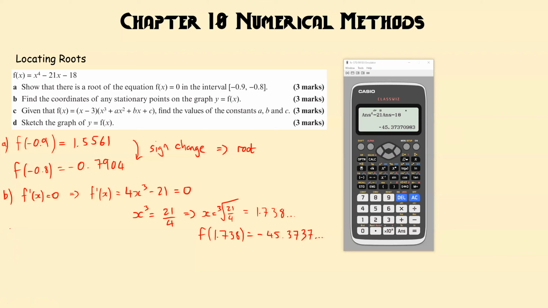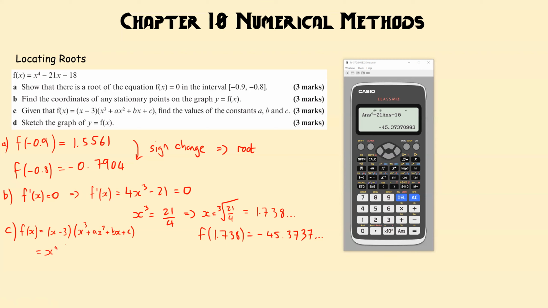Part C, I'm going to try and squeeze just down here. So just in this section, we know that f of x is equal to x to the 4, and so on. We also know that f of x is equal to x minus 3 times x cubed plus ax squared plus bx plus c. So using this, we can hopefully see that this expands to be x to the 4.